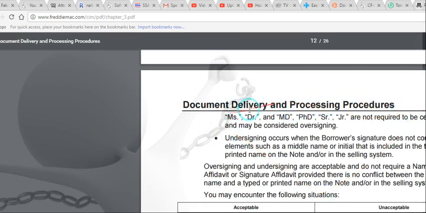Why do they use the word delivery? Because they're following the code. See, undersigning occurs when the borrower's signature does not contain elements such as middle name or initial that is included in the typed or printed name on the note and in the selling system.